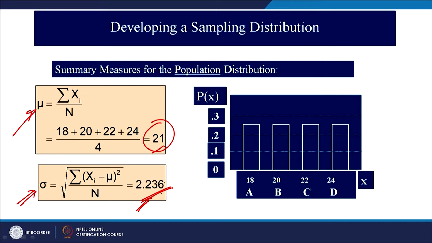So this is the population distribution. If you take a student out of 4 students, then the probability of A getting selected is 0.25, right? Similarly for B, C and D, it remains constant. So this is nothing but a population distribution. And what kind of distribution is this? This one is a uniform distribution. Let us move on towards sampling distribution.